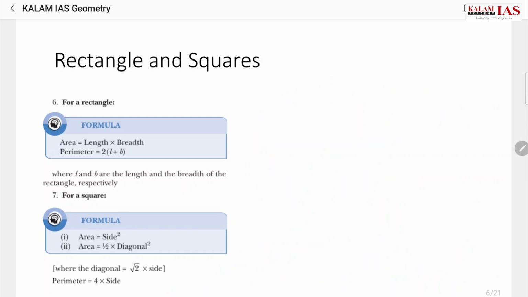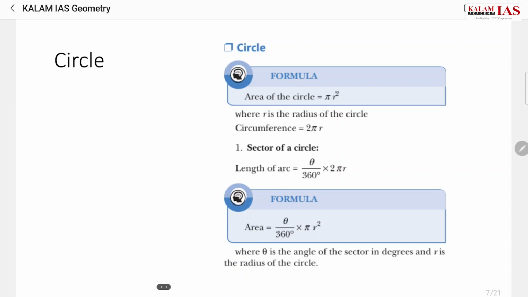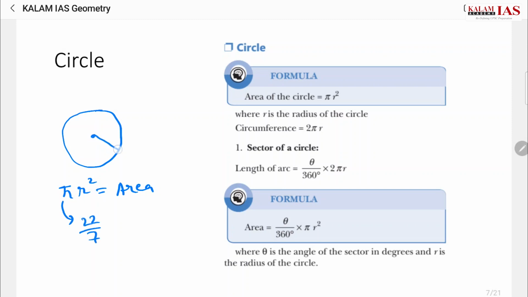Moving on to the next concept, which is circles. A circle is a simple 2D figure whose area is given by pi r square, where pi is an irrational number denoted by 22/7. The radius is this length connecting the center point to one of the points on the perimeter of the circle. This length is r. If we have to find the area of a sector of a circle, suppose this is the circle, we have to find this area.